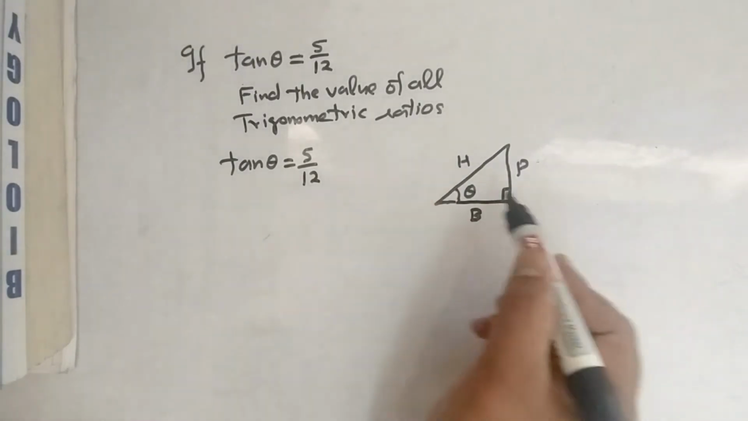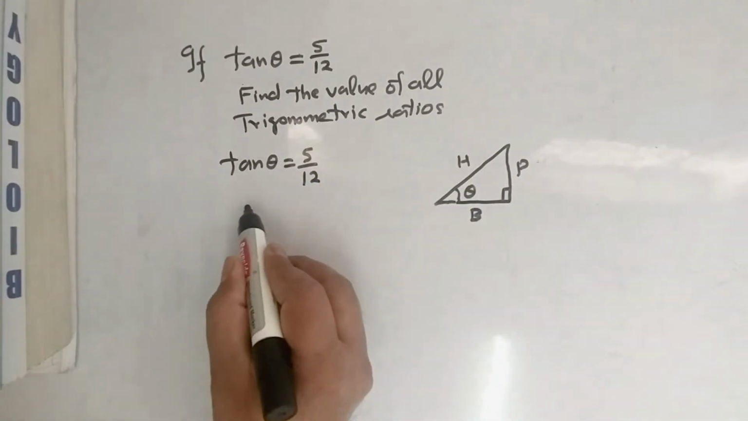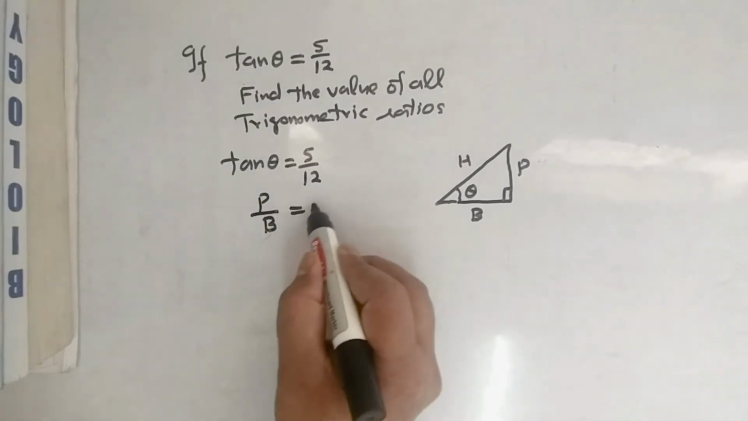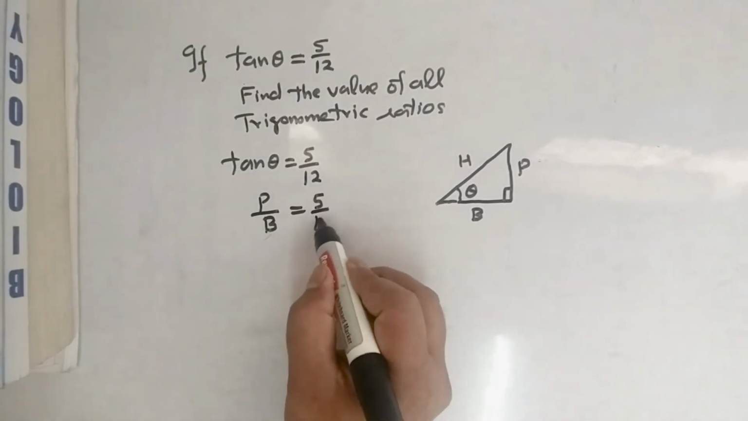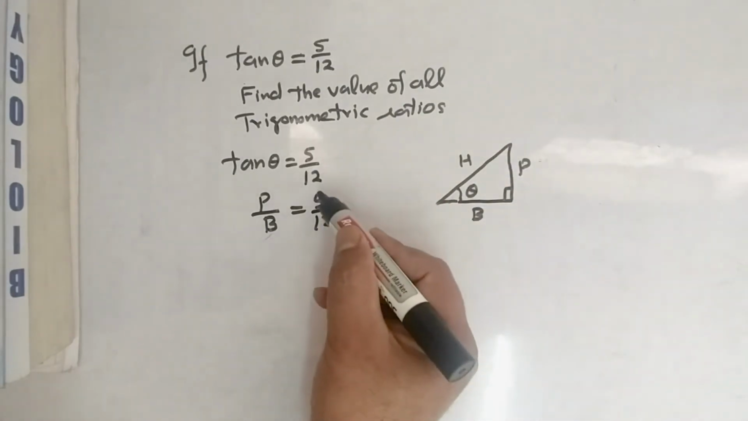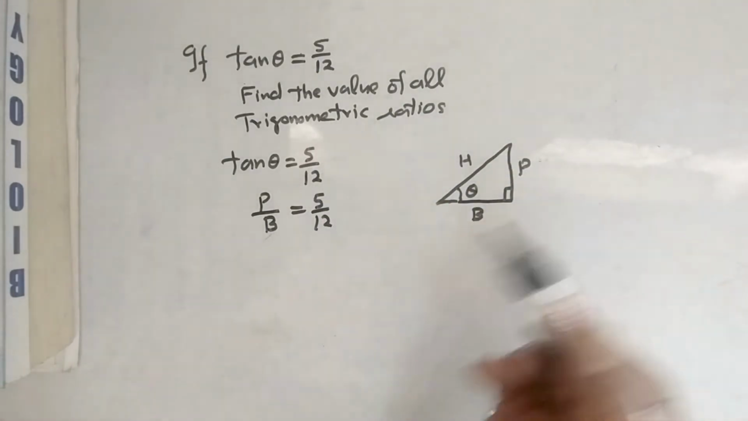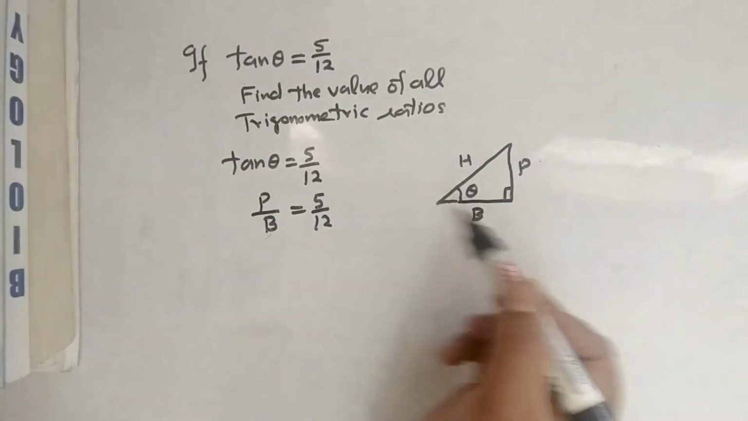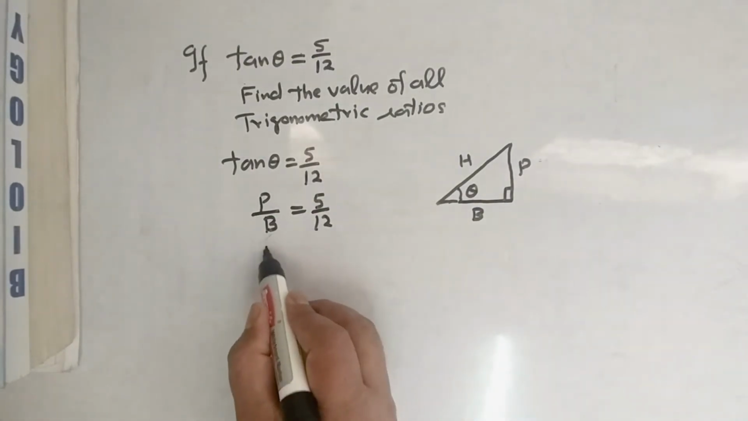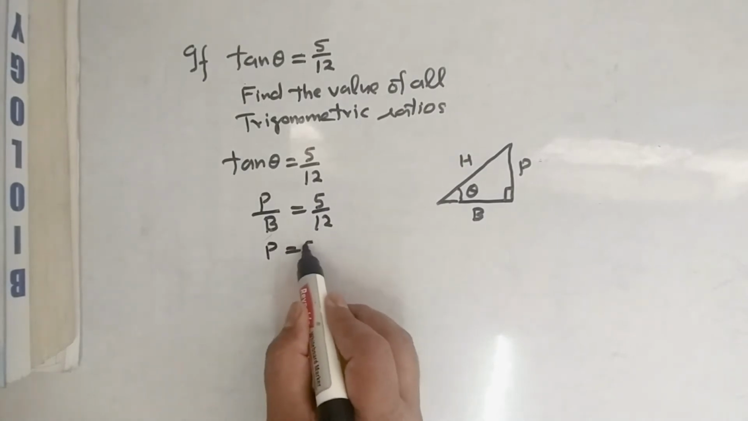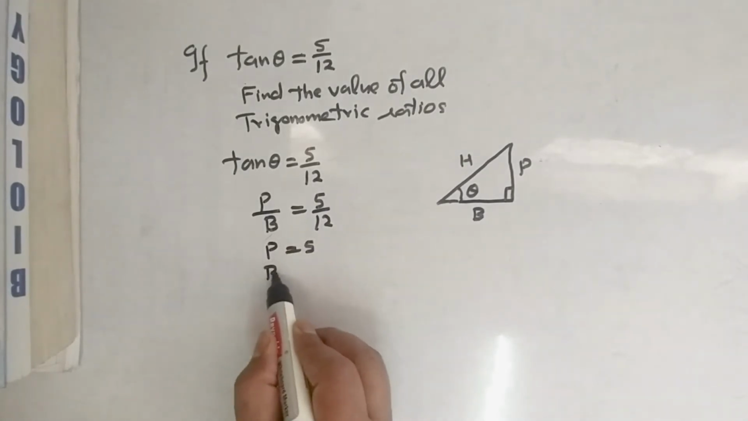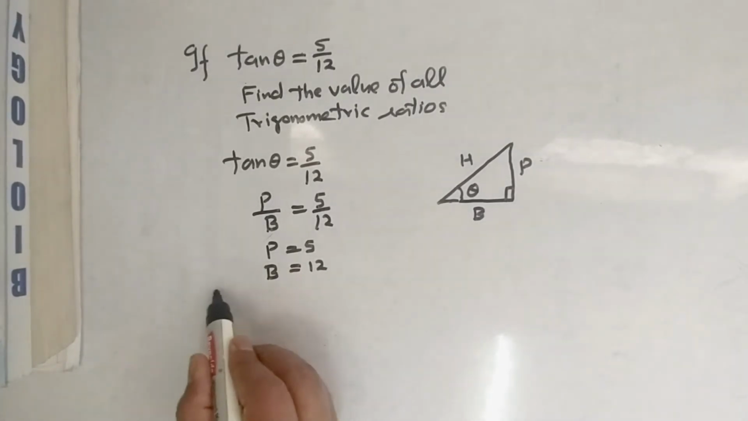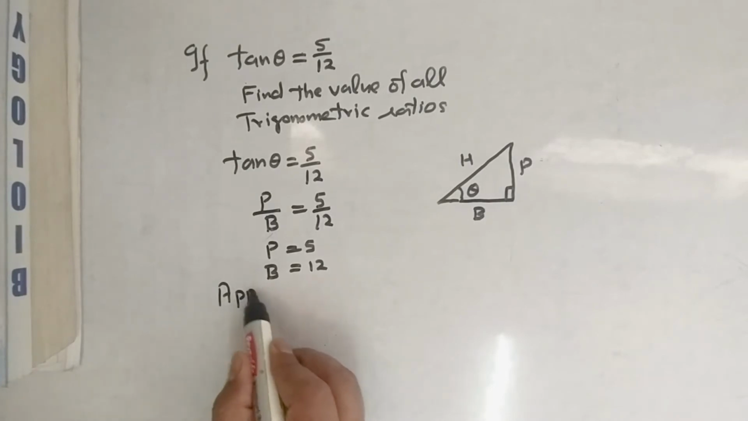So here you can write, tan theta is nothing but P upon B. So you are getting 5 upon 12. Remember, it could be 5 multiplied to 10 upon 24, but suppose we take a multiple of 1. So from here you can say perpendicular equals 5 and base is equal to 12. Now we apply the Pythagoras theorem.